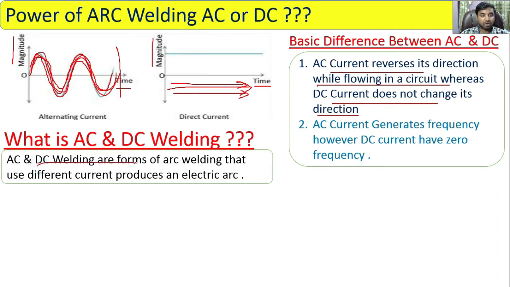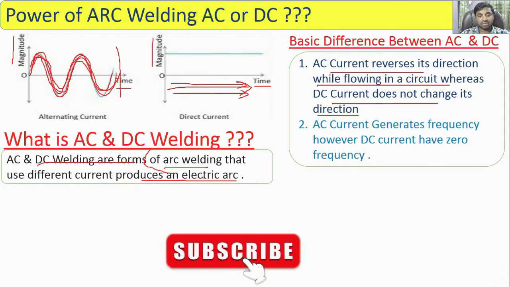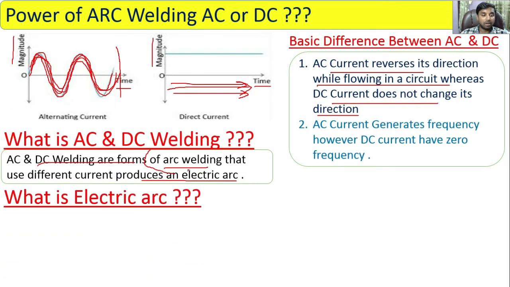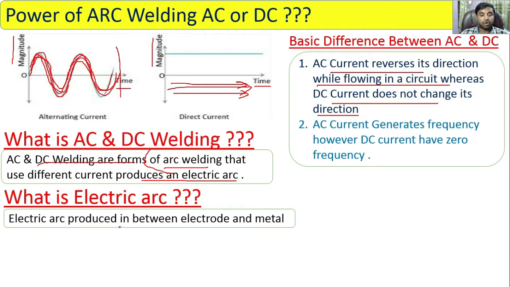AC and DC welding are forms of arc welding that use different currents to produce an electric arc. So current produces an electric arc in AC and DC welding. So what is an electric arc? We should know. An electric arc is produced between the electrode and the metal. So you understand, here is your metal, okay, and this is your electrode. So an electric arc is produced in this condition. So electric arc is produced between the electrode and the metal.